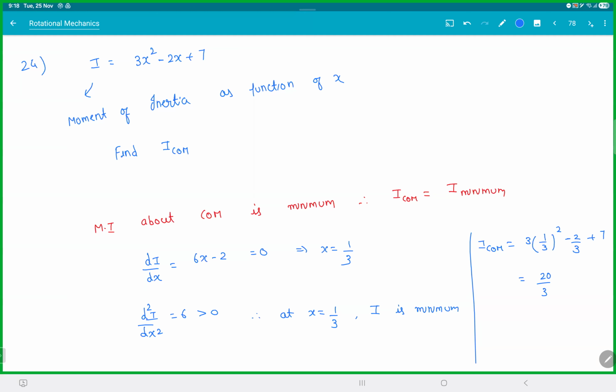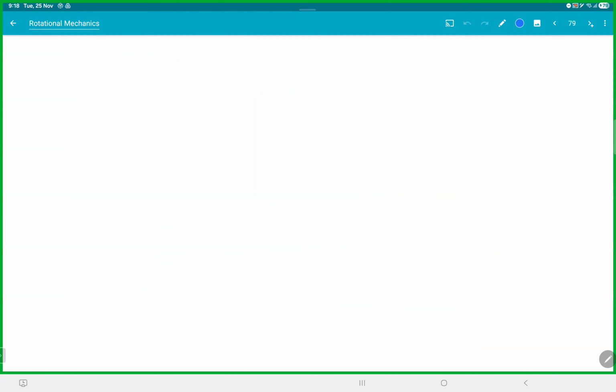There, that's your parallel axis theorem. Now we have a second theorem called perpendicular axis theorem. See, the word itself will tell you. Parallel axis theorem: use this whenever you want to find about an axis and you know moment of inertia about center of mass. So if you know moment of inertia about center of mass about a parallel axis, then we can find about any other parallel axis.